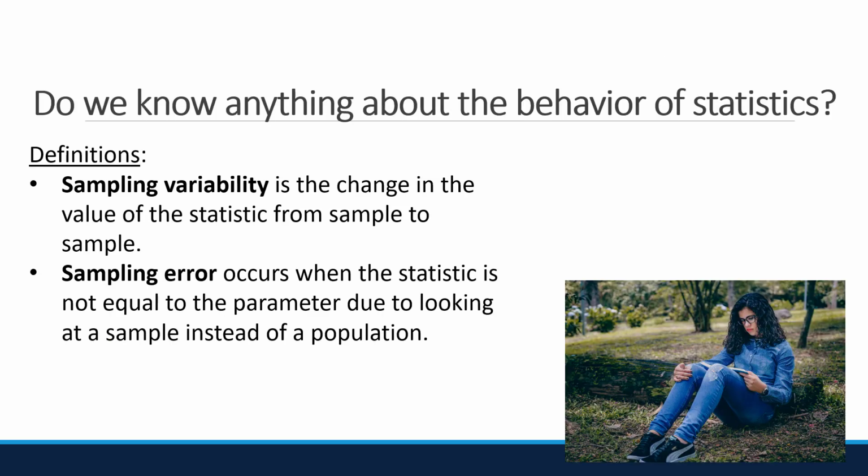Definitions. Sampling variability is the change in the value of the statistic from sample to sample. Sampling error occurs when the statistic is not equal to the parameter due to looking at a sample instead of a population.